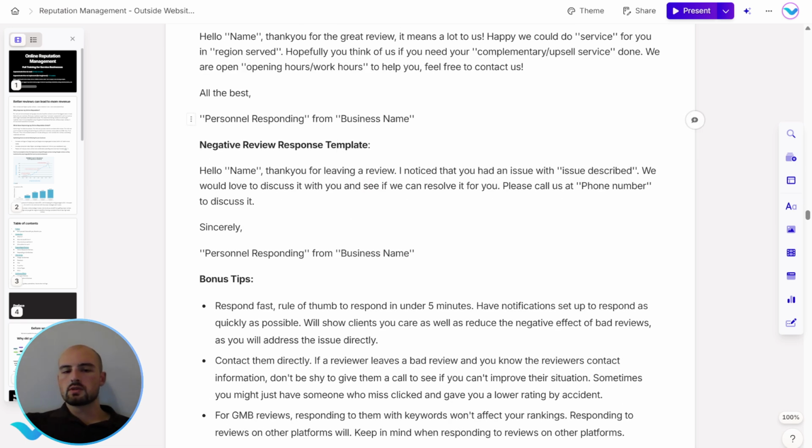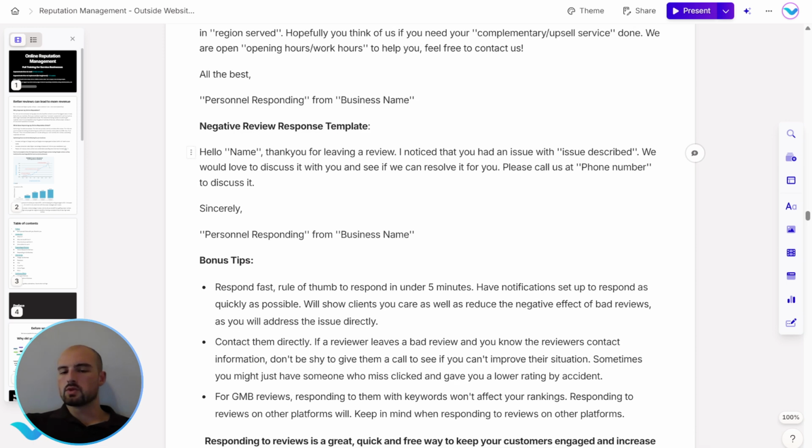Then for the negative review response template: Hello [name], thank you for leaving a review. I noticed that you had an issue with, and you describe whatever they described. Obviously, I created a template, but this is going to be more à la carte. It depends on the type of business and the type of review you're dealing with. You're not going to want to use templates because that might not address the issue. But in any case, you address the issue. We would love to discuss with you and see if we can resolve it for you. Please call us at this phone number to discuss it. Sincerely, the personnel responding. Again, you're personalizing the messaging.